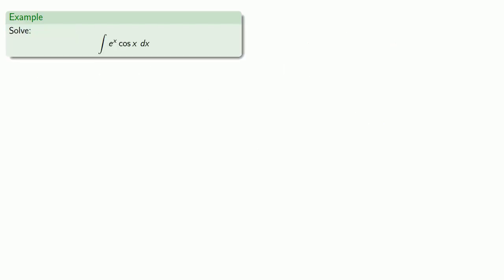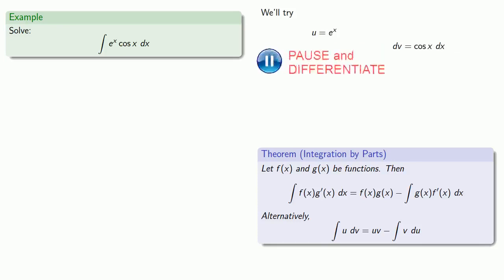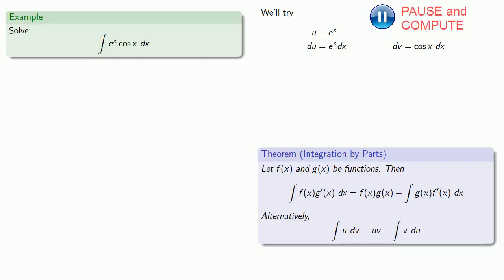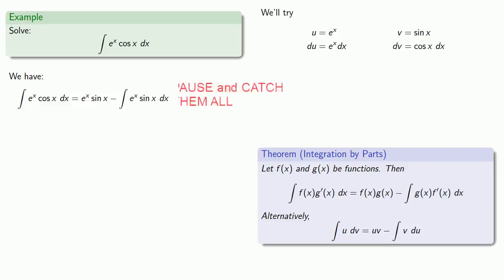Another thing we might be able to do appears in problems like the integral of e to the x cosine x. So we need to split this into something we can integrate and something we can differentiate. So let's try these. Differentiating u, antidifferentiating dv, applying our integration by parts theorem, and we have another integral we have to do.